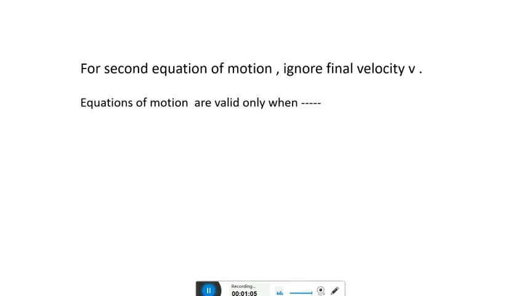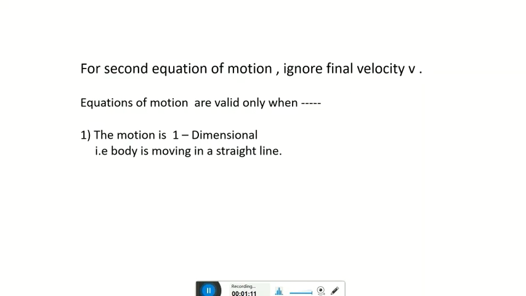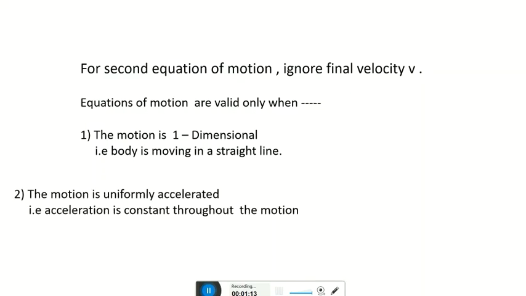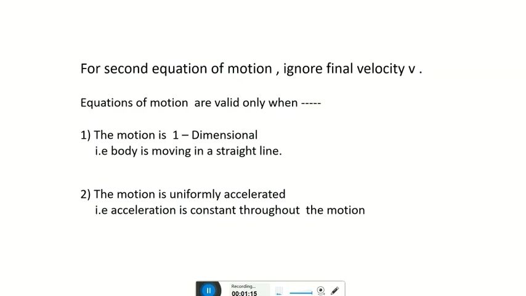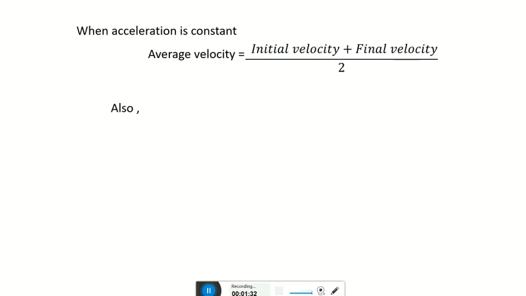The equations of motion are valid only when the motion is one dimensional, that means the body is moving in a straight line, and the motion is uniformly accelerated. That is, acceleration is constant throughout the motion. Now, we have learned that average velocity is equal to initial velocity plus final velocity divided by 2. This is true when acceleration is constant.